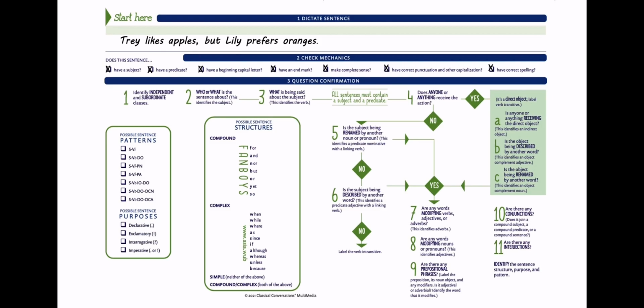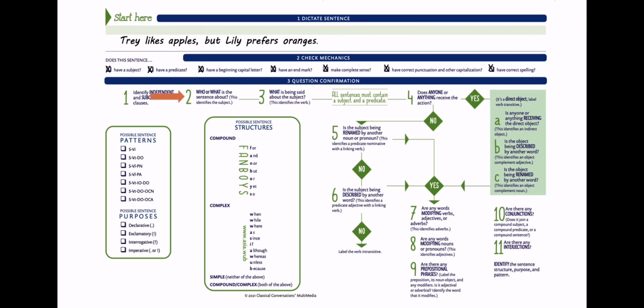In order to parse our model sentence completely, we will be using the Analytical Tasks Trivium Table as a guide throughout this tutorial series. To complete Task 3, we begin by identifying the independent and subordinate clauses in our sentence. Within this model sentence, we have 2 independent clauses which can stand alone and express a complete thought. Trey likes apples, and Lily prefers oranges. Let's examine our first independent clause together. Trey likes apples.